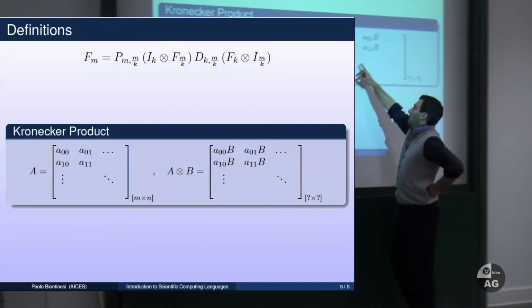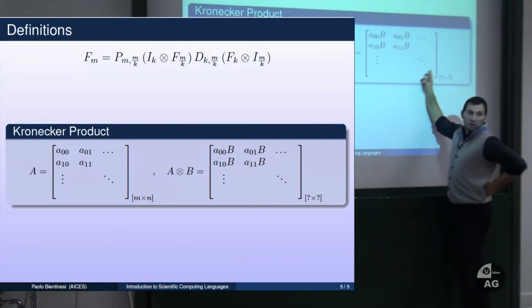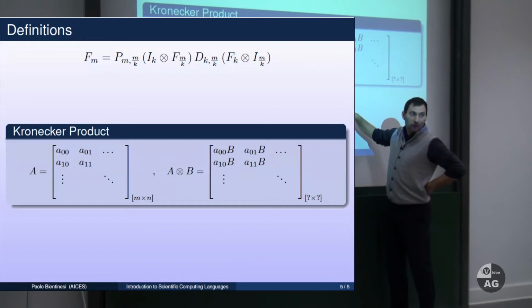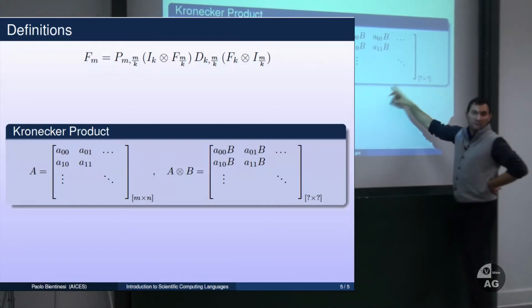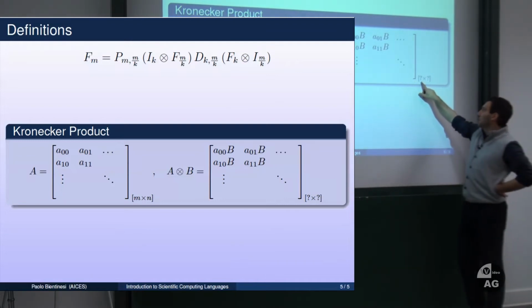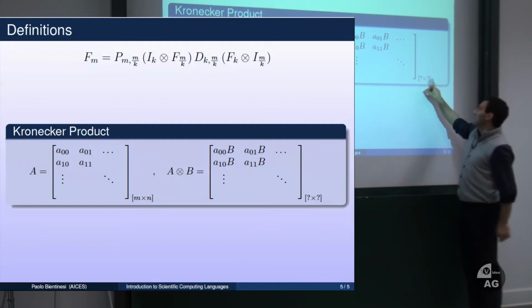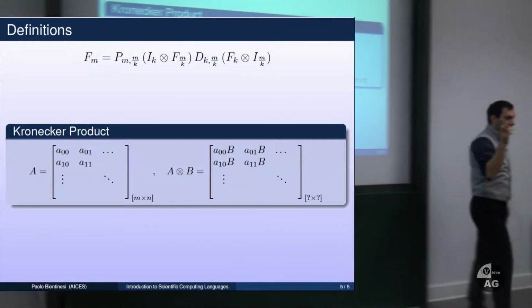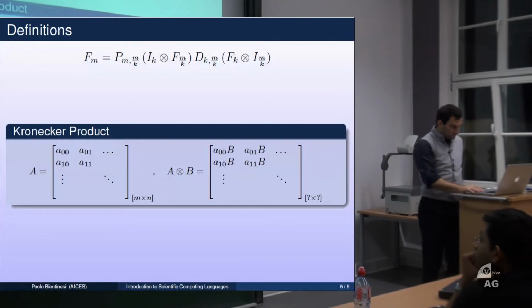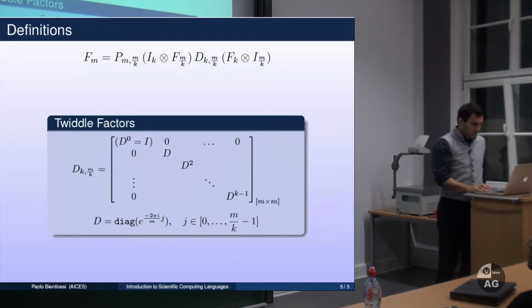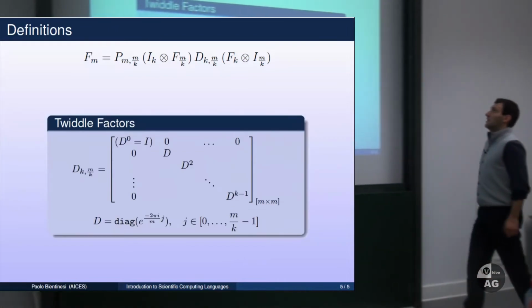So the matrix B is repeated over and over. How many times is it repeated? It's repeated m times along the columns and n times along the rows. So in the end, this will be m times x, where x is the row number of B, by n times y, where y is the number of columns of B. So now you know what a Kronecker product is, and you cannot freak out anymore. Then we get to the diagonal matrix.